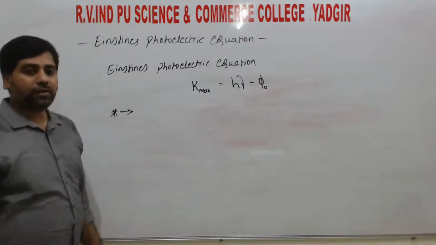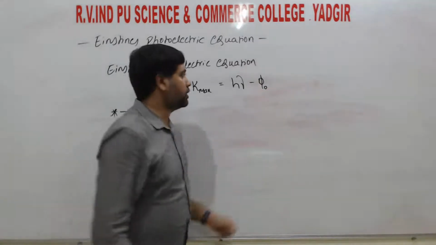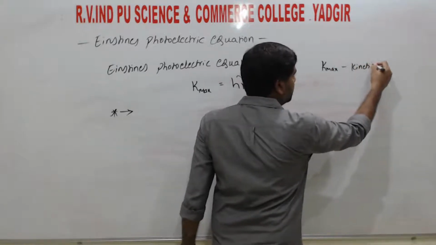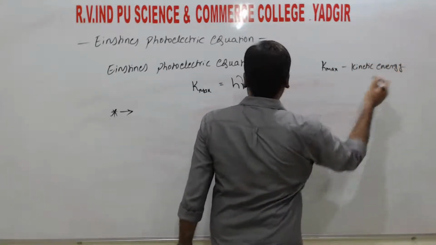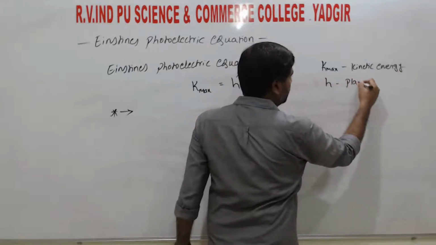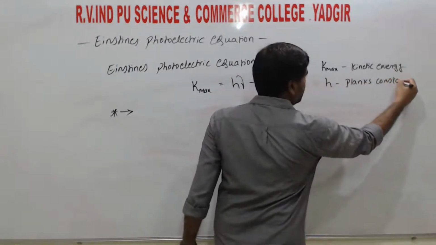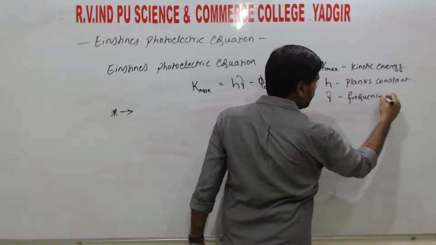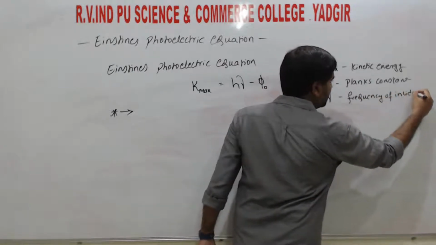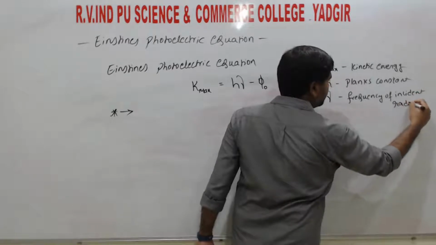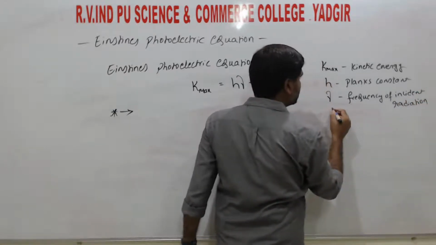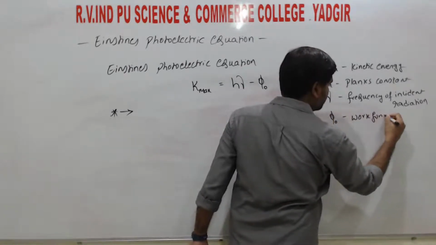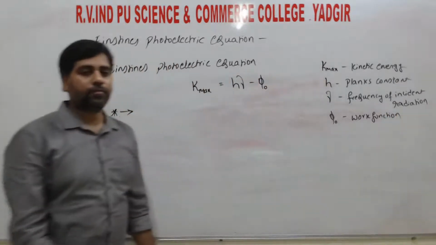So in this first one, phi naught we call the work function. So here I will write where K max is the kinetic energy, h is Planck's constant, nu is the frequency of incident radiation, next phi naught is the work function, right?